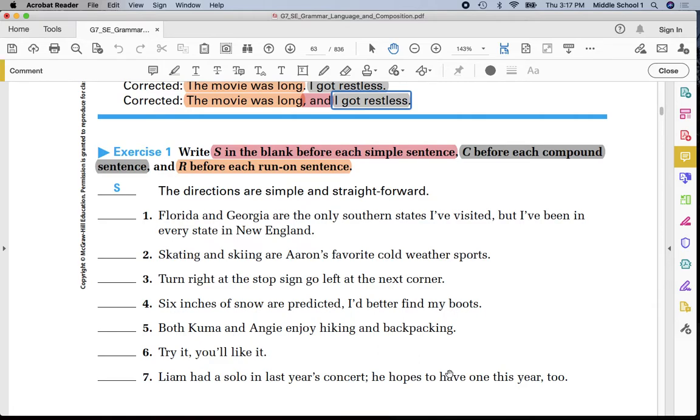7. Liam had a solo in last year's concert. He hopes to have one this year too. Compound. It has the correct punctuation, a semicolon, in between the two simple sentences.